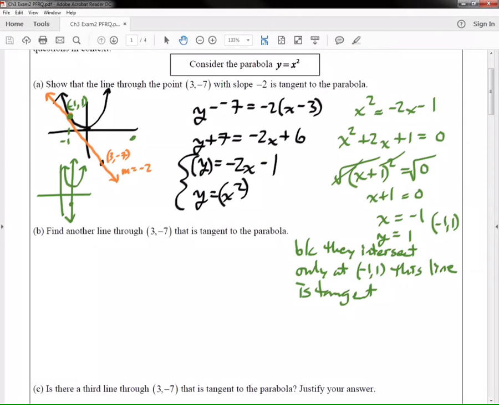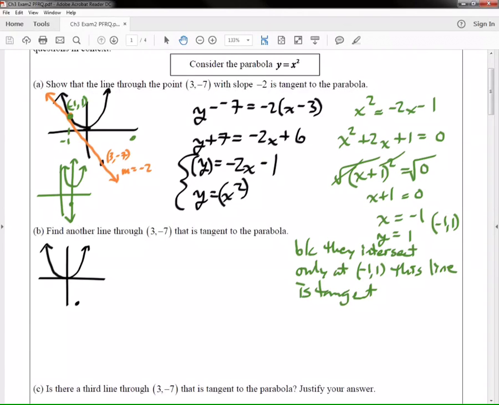Okay, so let's look at this next one. This next one says, find another line through this point that is tangent to the parabola. Okay, so we have the same scenario. We got the same point down here, but this time we're trying to show that there's another line. How would we show that there's another line? I mean, visually, we can look at it and go, oh yeah, there's got to be another one. We're going to find the answer to this using another system of equations.